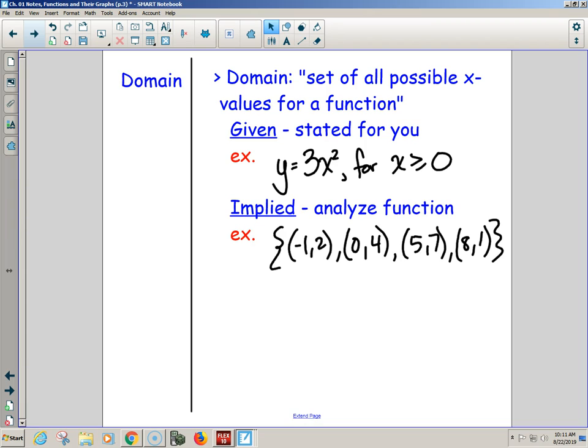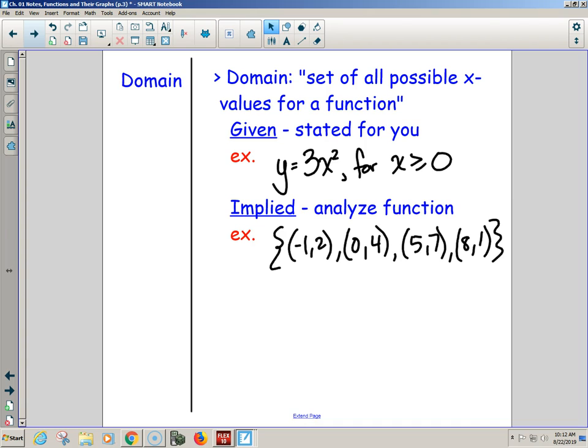Why is x less than or equal to...? So, given. If something is given to you, what does that mean? That means they tell you. It's stated for you. Yeah, okay, good. So it's stated for you.